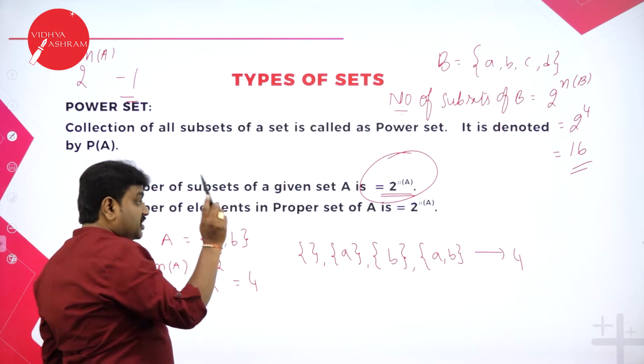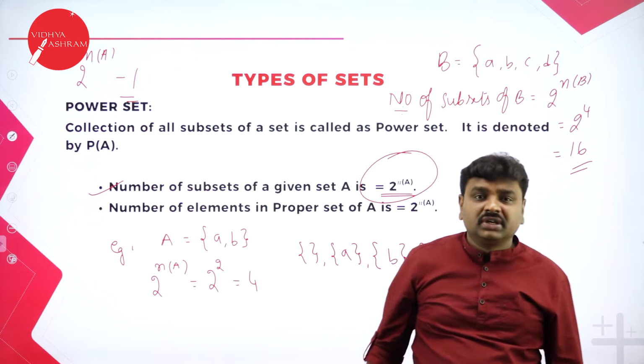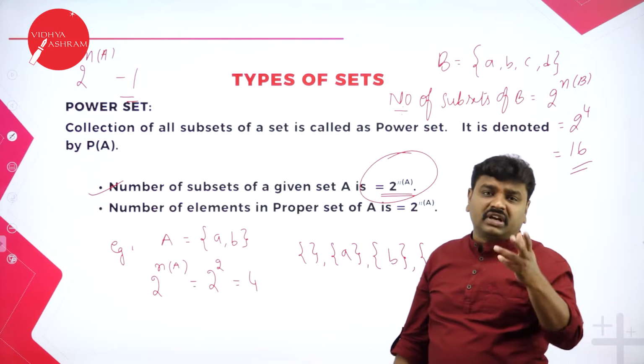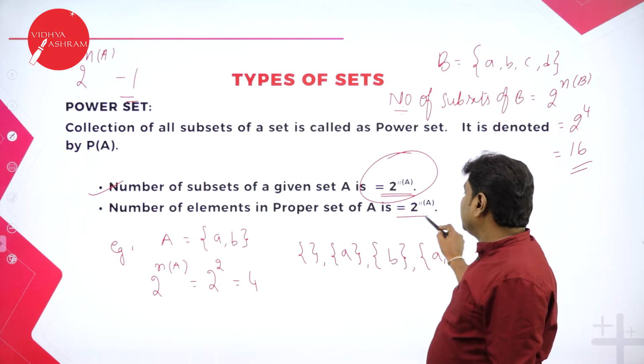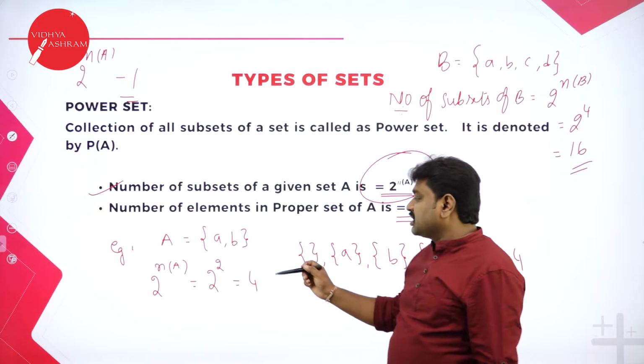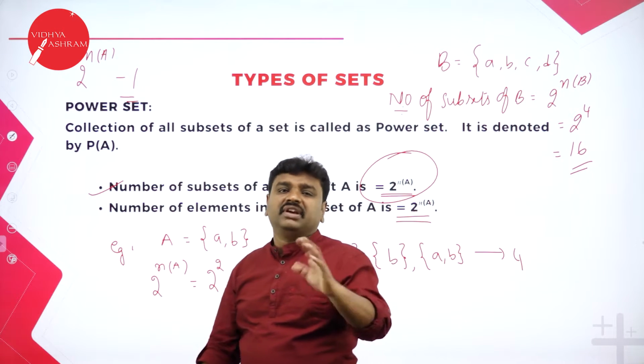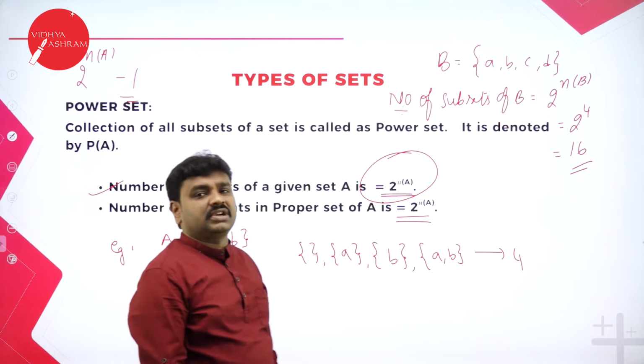Then, number of elements in the power set. What is a power set? Power set is the set of subsets. So you know how many subsets there are? 2 power n of A is the number of subsets. So the number of elements in the power set is also 2 power n of A. How many elements are there in the power set of A? 2 power n of A. That is 4 subsets, 4 elements. Each element acts as a subset.